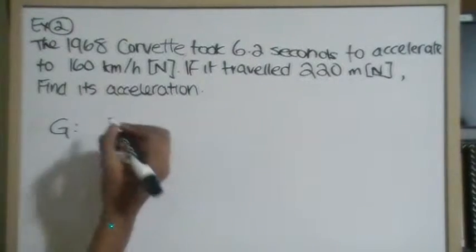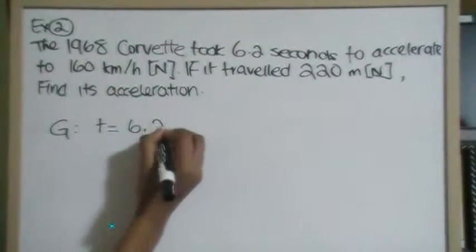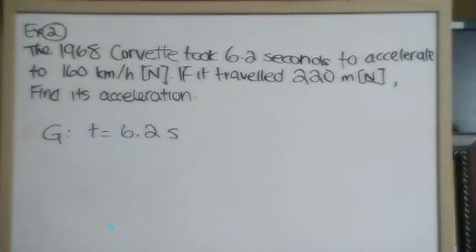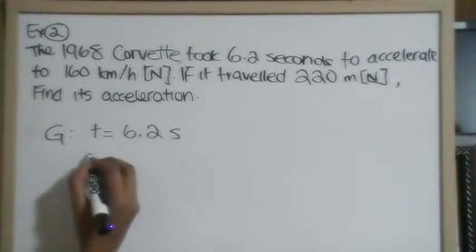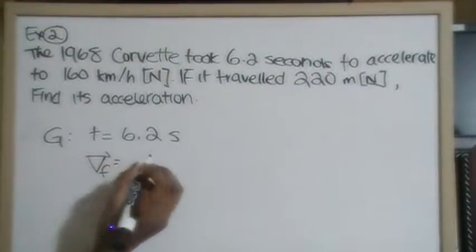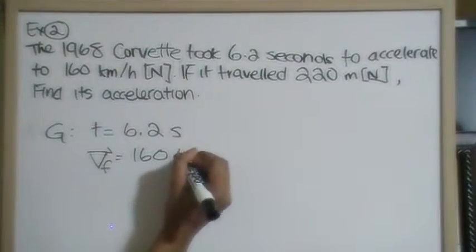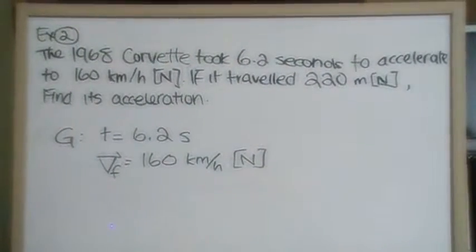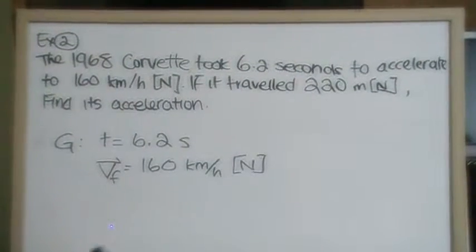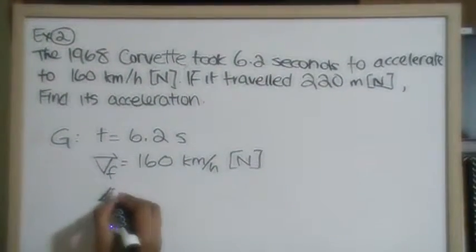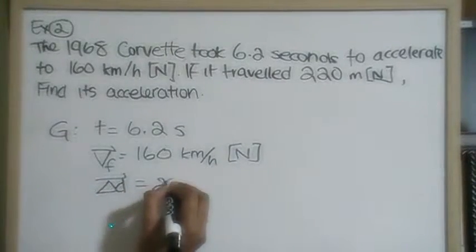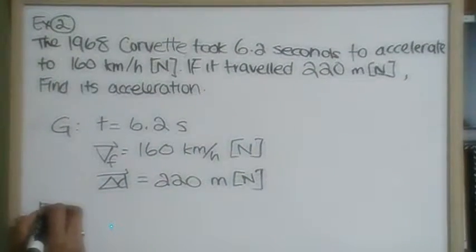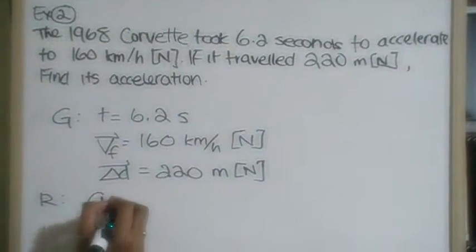We know right away that the time is 6.2 seconds. We also know that the Corvette accelerated to 160 kilometers per hour north. So our final velocity is 160 kilometers per hour north. We also know that it traveled 220 meters north. So our delta D is 220 meters north. And of course, we're required to find our acceleration.